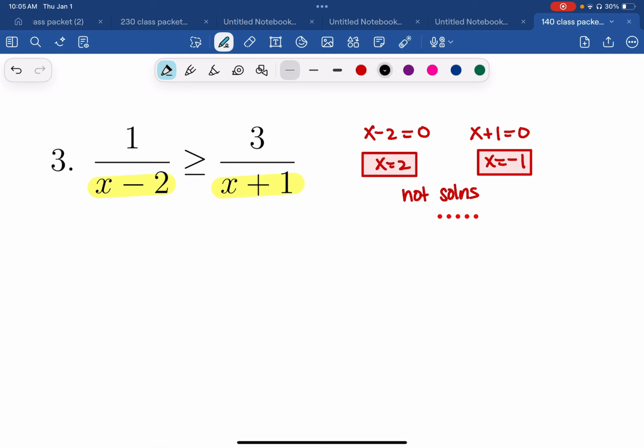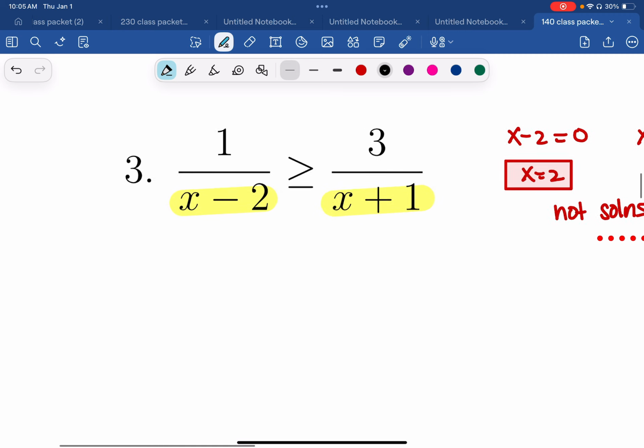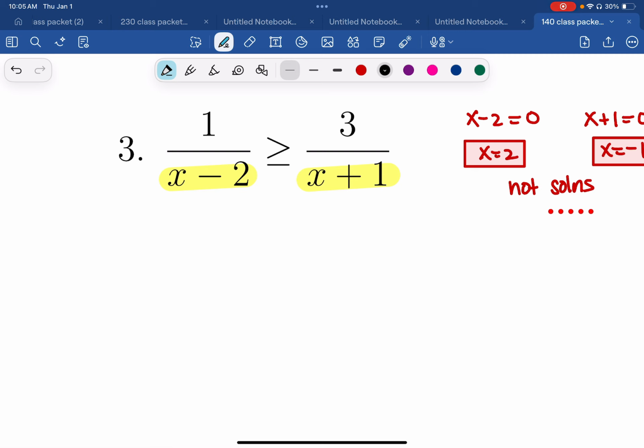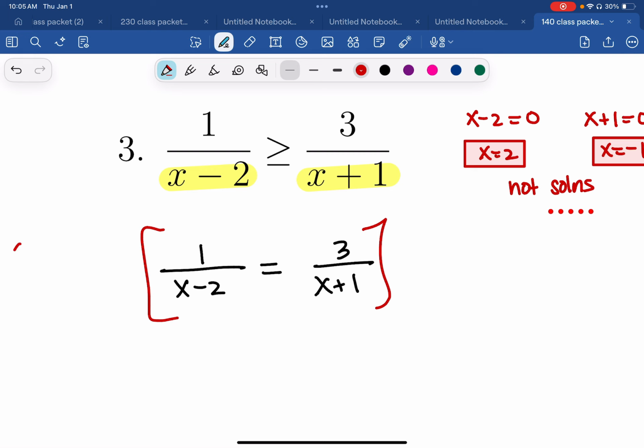Now I'm going to go through and do step 2, which is to do exactly what we've been doing, which is to change this to an equal sign and solve. So we have 1 over x minus 2 equals 3 over x plus 1. To solve that, we're going to go ahead and clear our denominator. So we're multiplying both sides by x minus 2 and x plus 1. Now, when I multiply on each side, on the left, the x minus 2's will cancel, and on the right, the x plus 1's will cancel, which is exactly what our plan was.